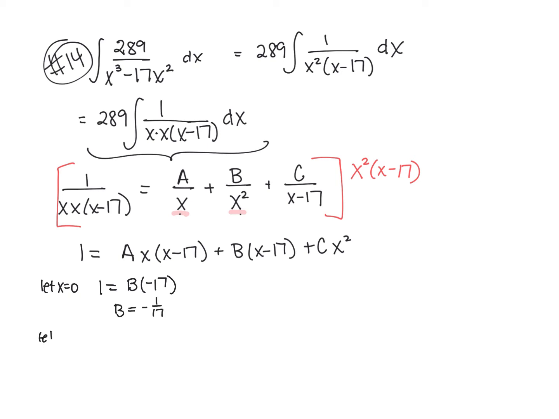And then if we let x equal 17, when I substitute in 17, I get 1 equals, a would still go to 0, b would go to 0, and then I would have c times 17 squared, or c equals 1 over 289. Now here's the problem. I need an a, a b, and a c. The problem is I need to solve for those.